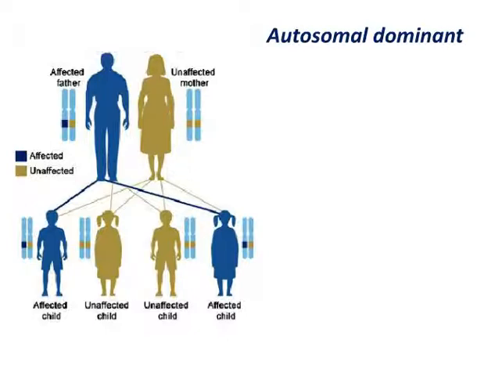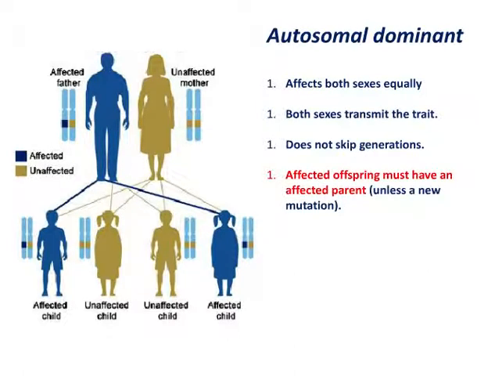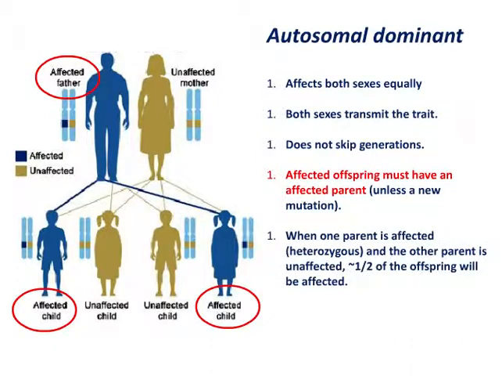Autosomal dominant traits will typically be present in every generation of a family pedigree. An autosomal dominant inheritance pattern will show both sexes affected equally and that both sexes can transmit the trait. It will not skip generations. Importantly, all affected offspring will have an affected parent. When one parent is affected and the other parent is unaffected, approximately half of the offspring will be affected. And importantly, unaffected parents cannot transmit the trait.